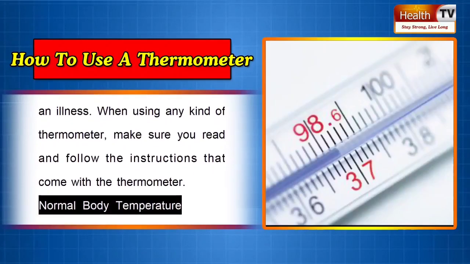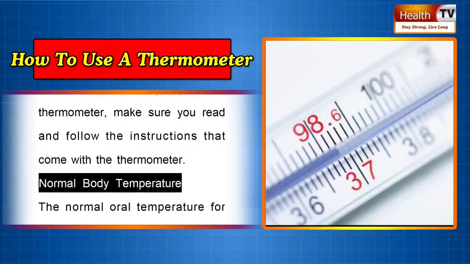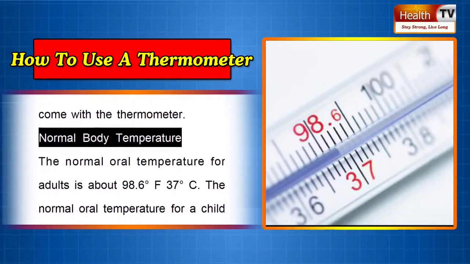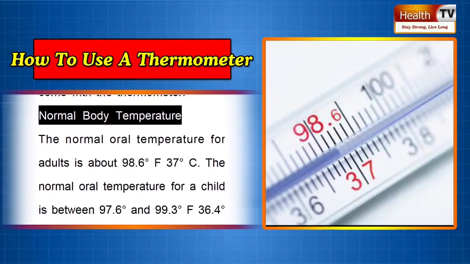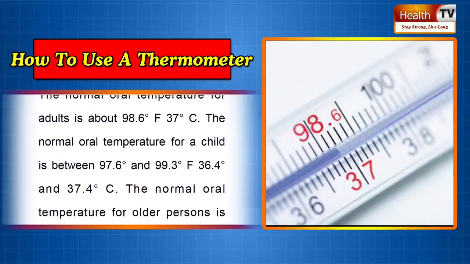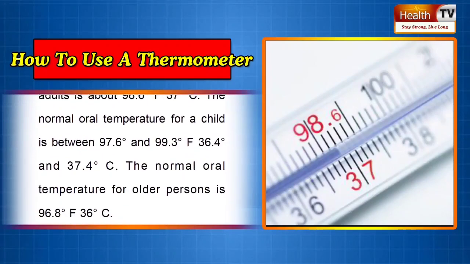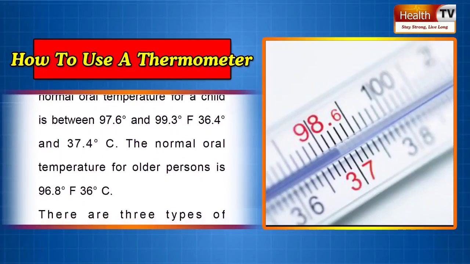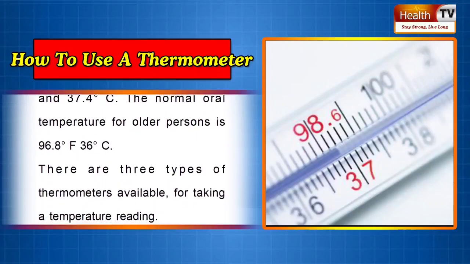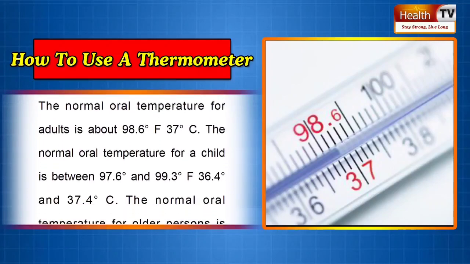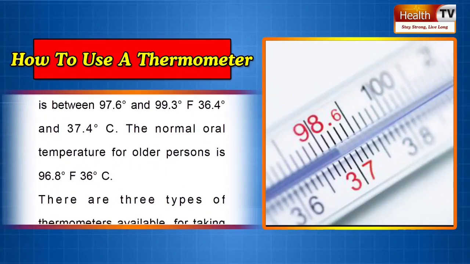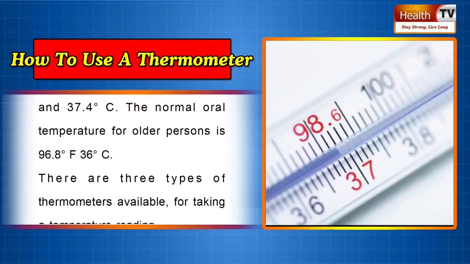Normal body temperature. The normal oral temperature for adults is about 98.6 degrees Fahrenheit, 37 degrees Celsius. The normal oral temperature for a child is between 97.6 and 99.3 degrees Fahrenheit, 36.4 and 37.4 degrees Celsius. The normal oral temperature for older persons is 96.8 degrees Fahrenheit, 36 degrees Celsius.